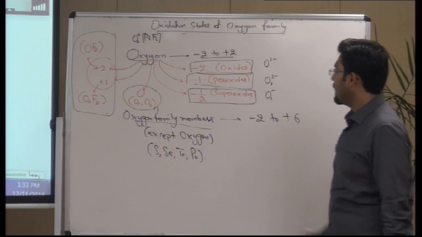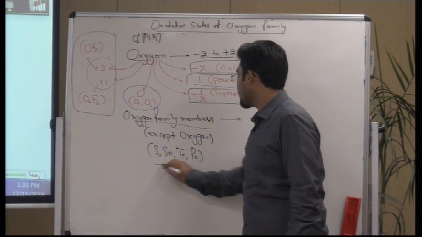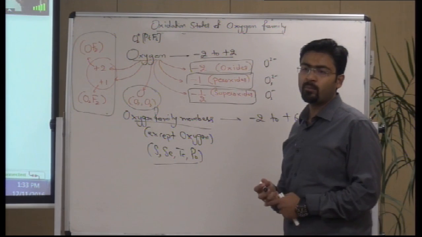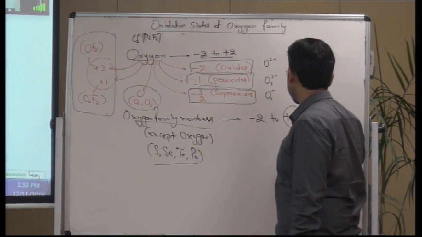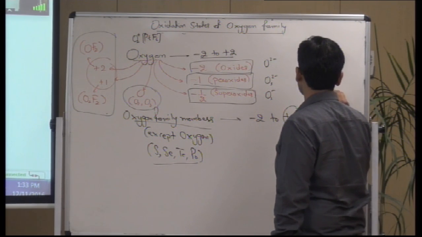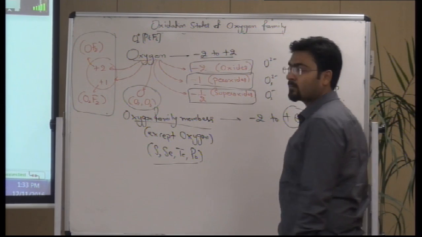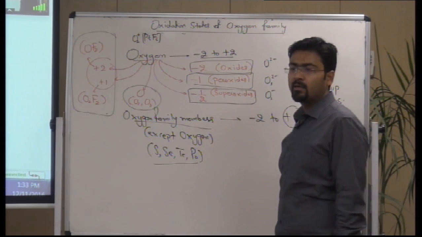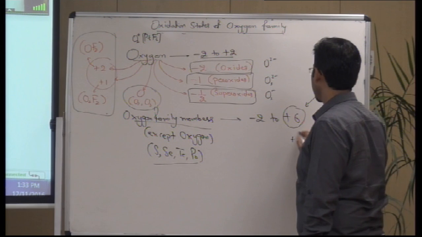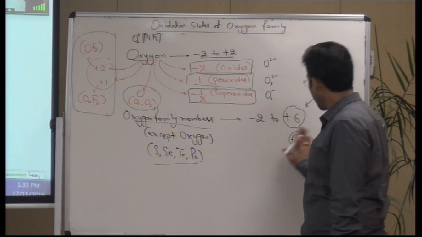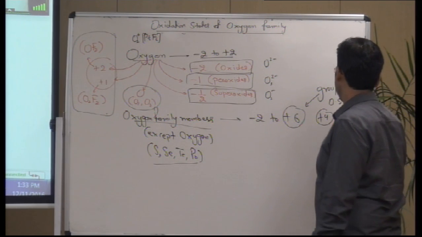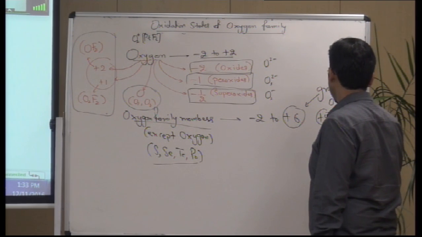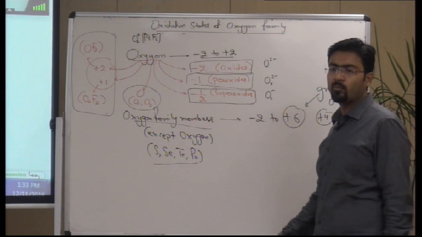We'll talk about it. So oxide is O2-, peroxide is O2 2-, superoxide is O2- as an ion. Now let's talk about the other oxygen family members. Sulfur, selenium, tellurium and polonium can expand their oxidation state to +6. So +6 is the group oxidation state. Definitely +4 will be the oxidation state which is 2 units lesser than the group oxidation state.